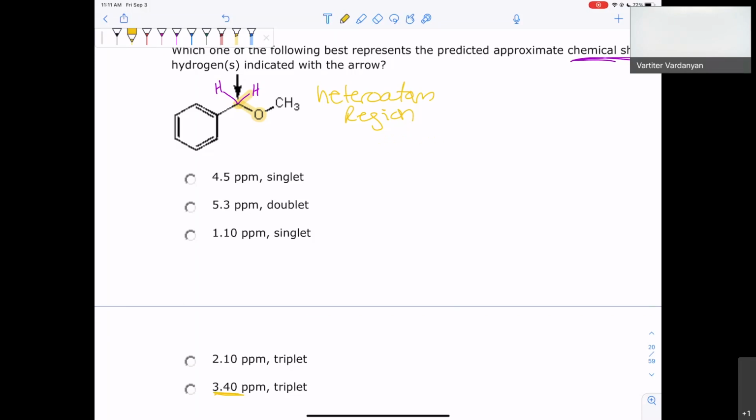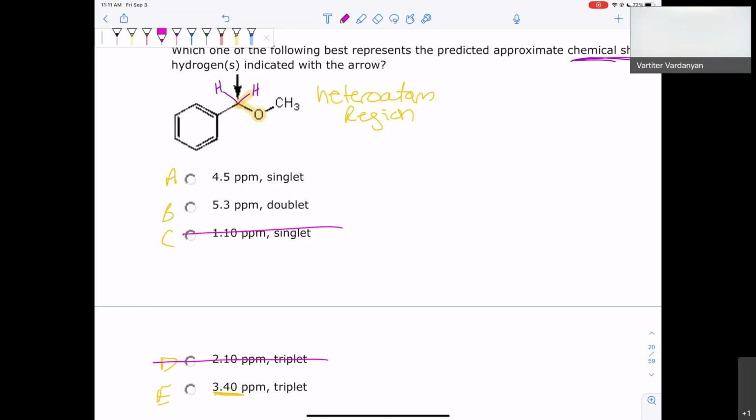Which two options could we completely get rid of before we thought about anything? Hold on. A, B, E. Two of them we can get rid of just by knowing what the heteroatom region is. C and D, because 1.1 and 2.1 are not in that region. So we're down to those three. Now that we have that, we can pretty much say that it's E.